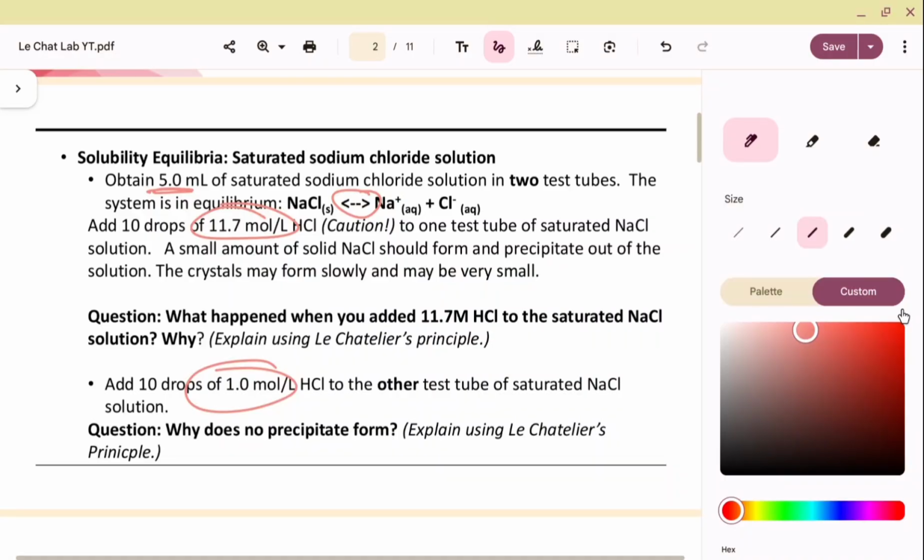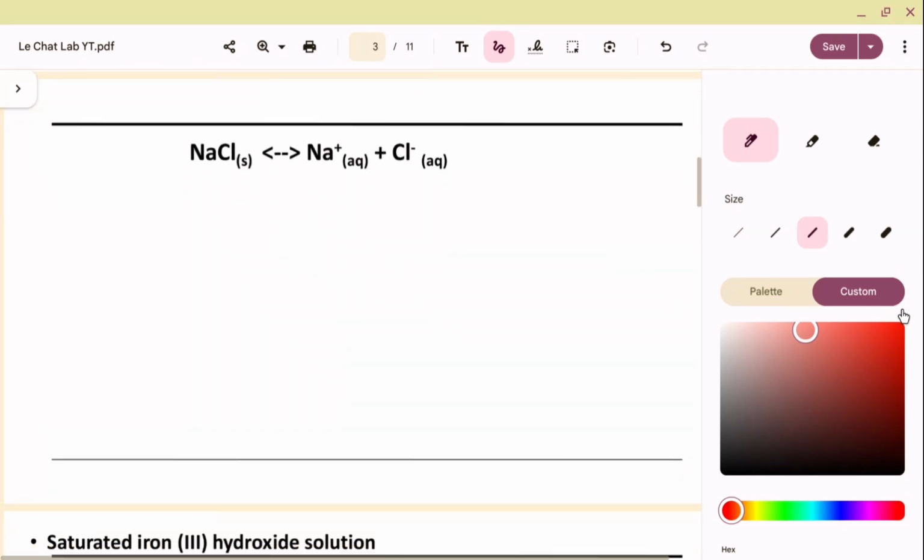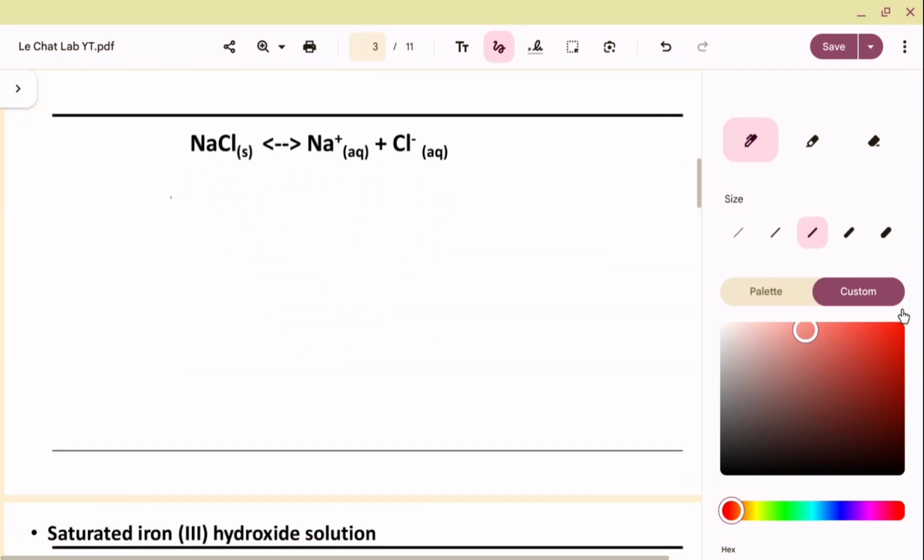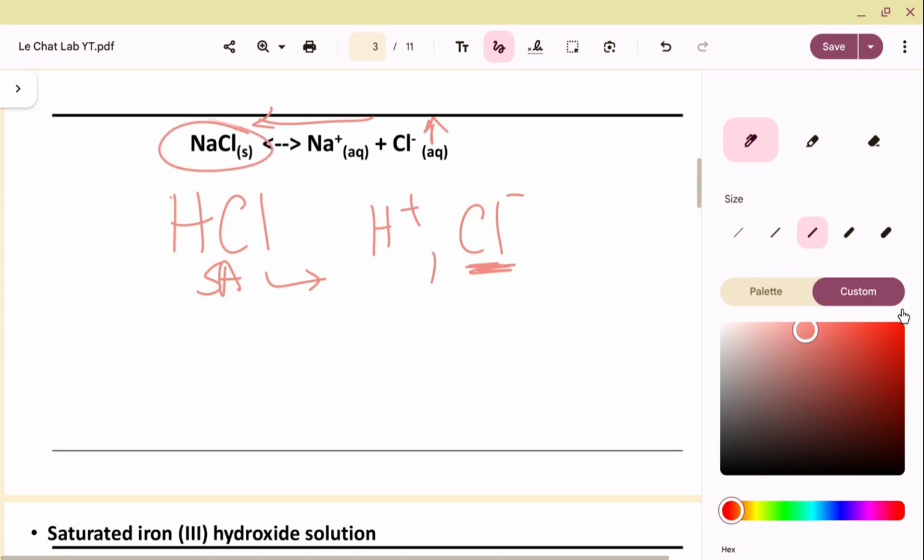So coming back to what's actually happening in this experiment, we added that HCl. What we want to remember is that HCl is a strong acid, and strong acids break into their ions. So we have H positive and Cl negative present. And when we added it in, the first one, we hopefully can tell that we're adding Cl negative directly into the solution. So we're increasing Cl negative, and whenever you're adding in, you shift away. So this causes a shift to the left, which means you're making more NaCl solid.